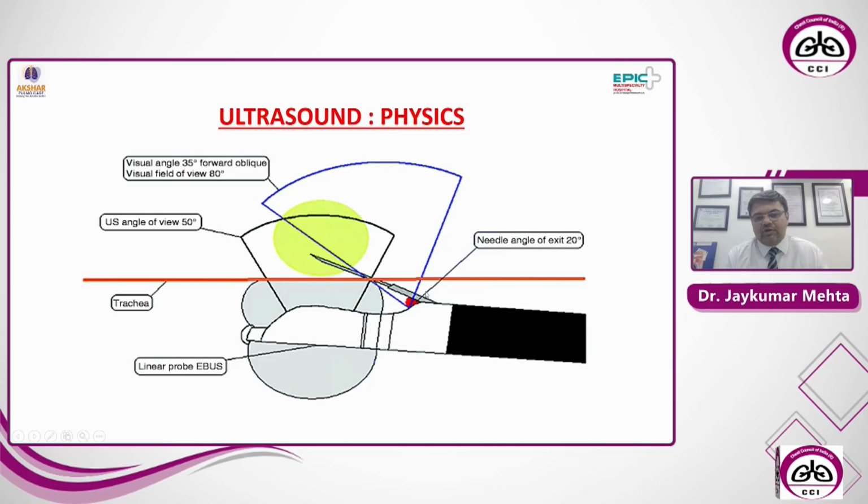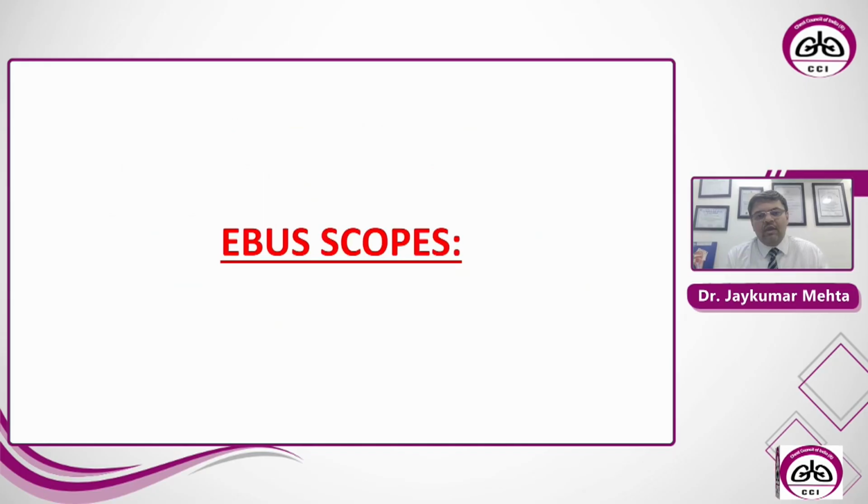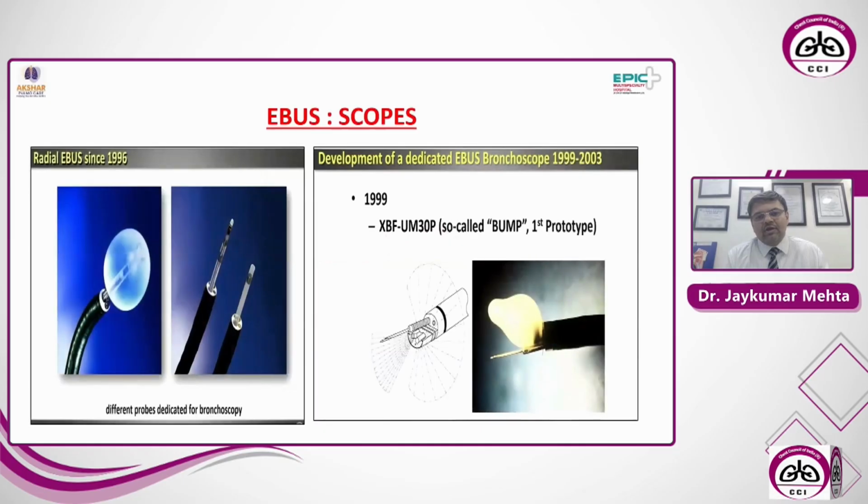What we need to do is position the lymph node in this ultrasound angle of view, completely in the center. To get better apposition, we usually use the balloon so that we have a very good study of the homogeneity and the structure of the lymph node. Coming to how it differs in different types of scopes, and the evolution of the bronchoscope, first we had the radial EBUS. This is a radial probe, which got started in 1996.